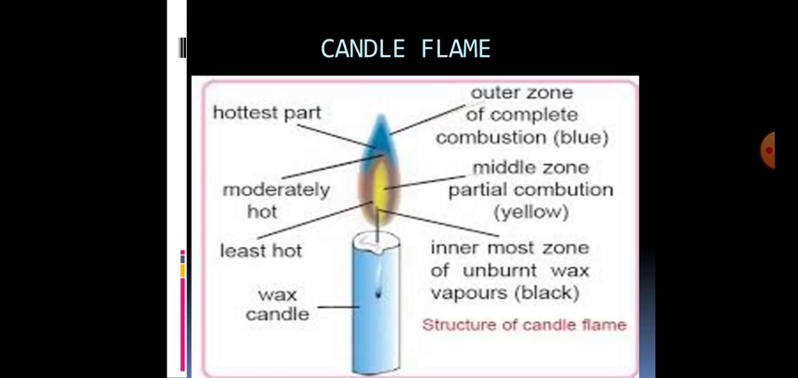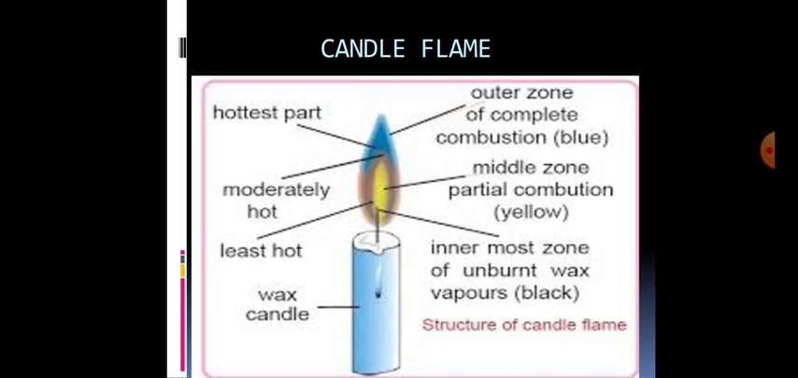So if you color a candle flame, you have to color it in three different parts. You see the outer zone, which is actually blue in color. There complete combustion occurs. Due to that, it is the hottest part. The middle zone is where partial combustion occurs, and it is a little bit pale yellow in color. There partial combustion takes place, so it is moderately hot.